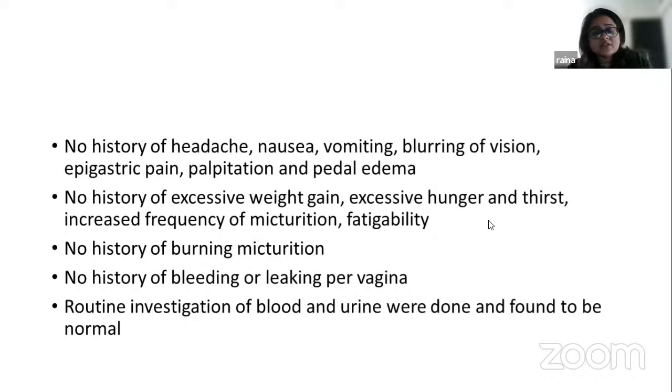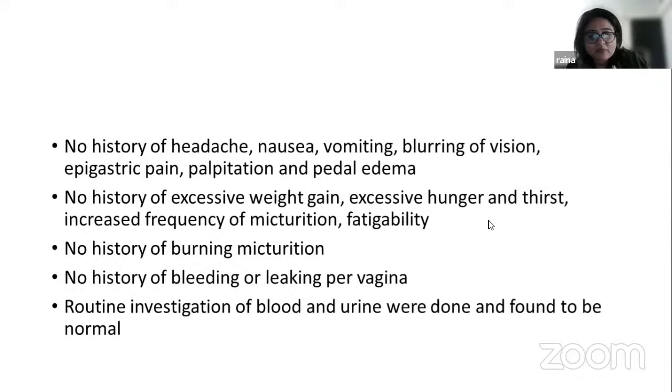Then again, we do a 75 gram OGTT between 24 to 28 weeks to check for gestational diabetes mellitus, because GDM onset happens after 20 weeks. That is when the placenta starts maturing, and the incidence of GDM increases after 20 weeks. Before 20 weeks, we check for overt diabetes and we do an FBS, an RBS or an HbA1c. But in the second trimester, 24 to 28 weeks, we do a 75 gram OGTT.